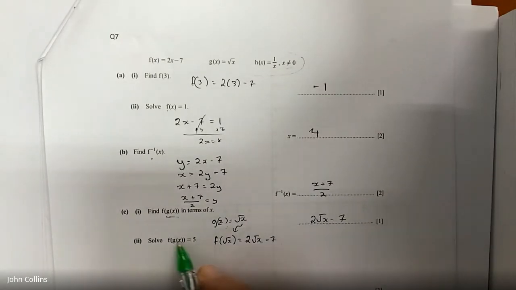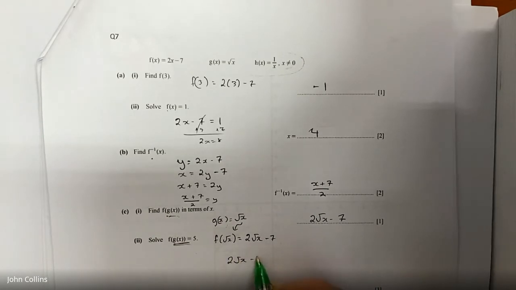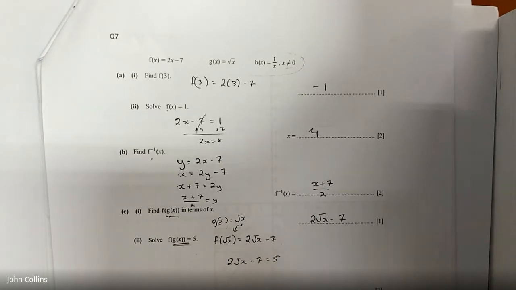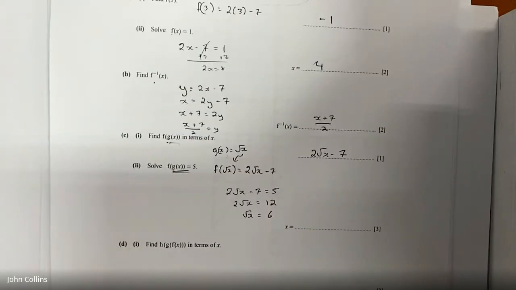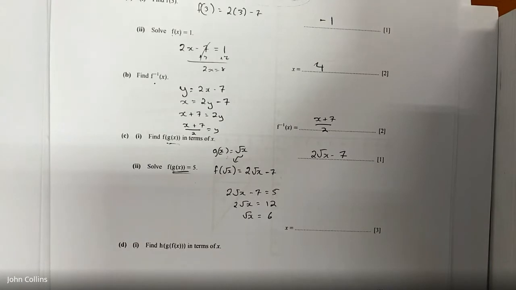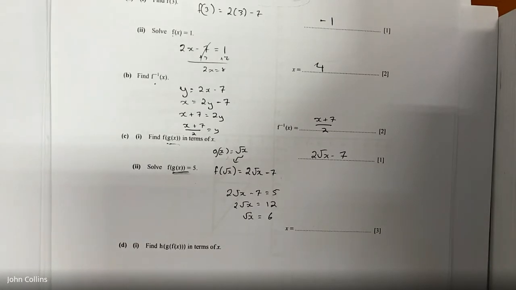All right, so I need to solve this in the next one, equal to 5. So 2 root x minus 7 equals 5. Add 7 to both sides. 2 root x is equal to 12. Divide both sides by 2. Root x is equal to 6. Square root of x is equal to 6. What does x equal?